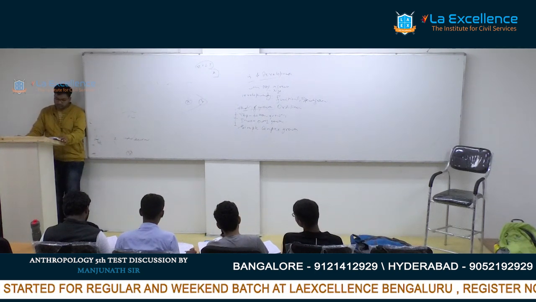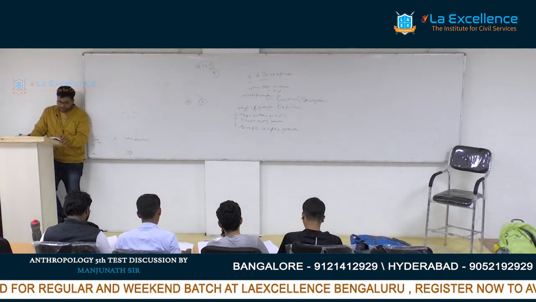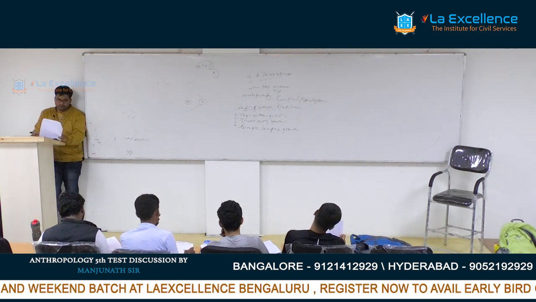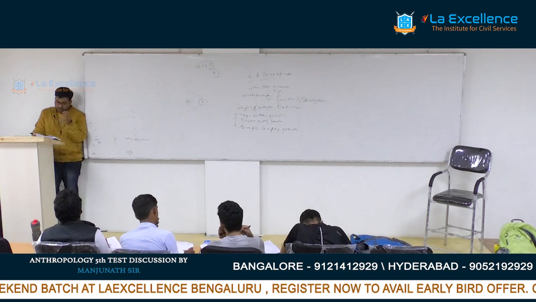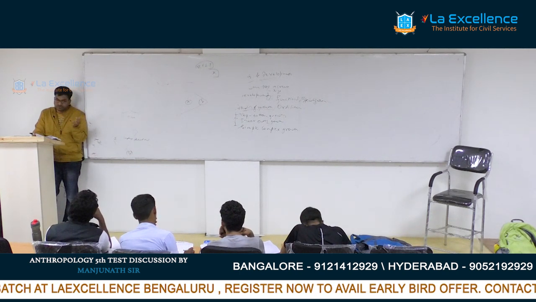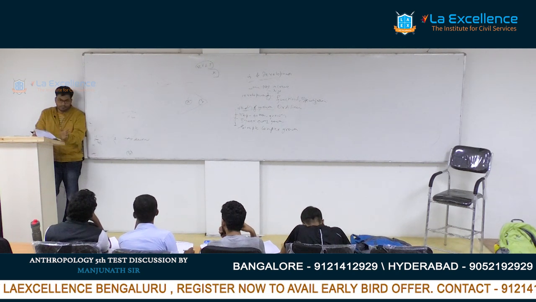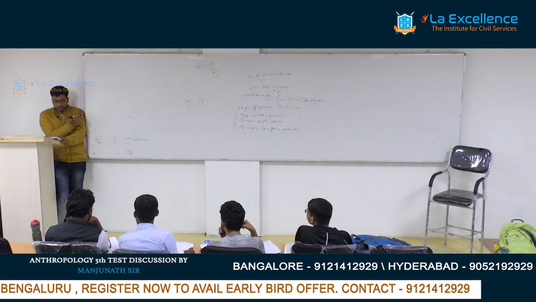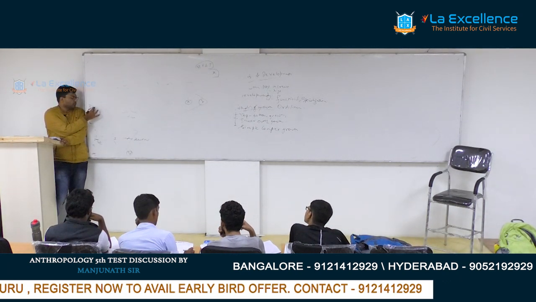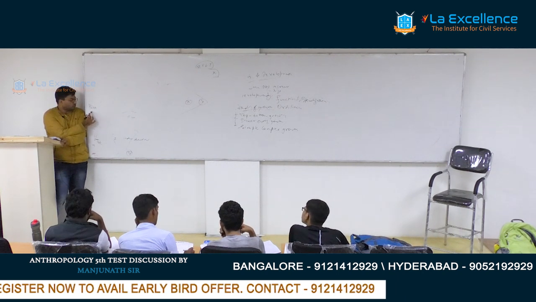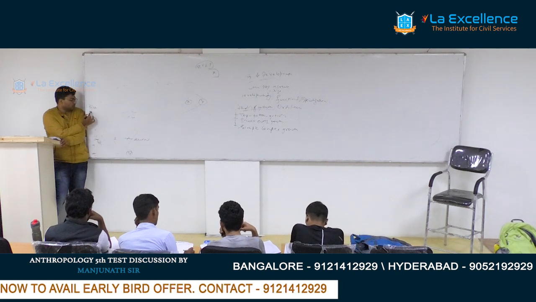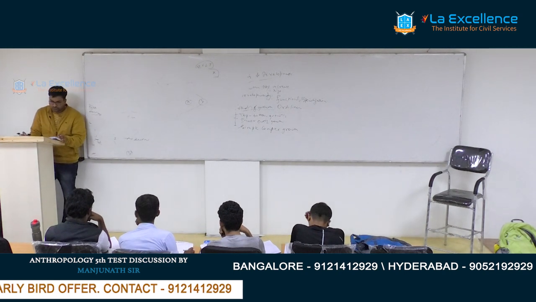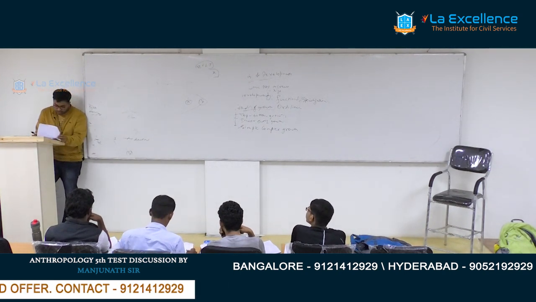Next is genetic counseling. Briefly discuss the various steps involved in it. First, you need to describe genetic counseling, what it is. It is a process where you analyze the risk of genetic disorders in the couple. So you will examine the risk factor and also give awareness to the couple regarding genetic disorders. That is genetic counseling.